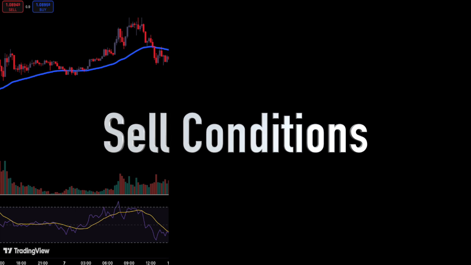Sell conditions. Now, let's talk about the sell conditions. Here's when you should consider closing your position or going short. 1. Price drops below the 50-period exponential moving average. This signals the trend might be reversing, and it's time to reconsider your position.